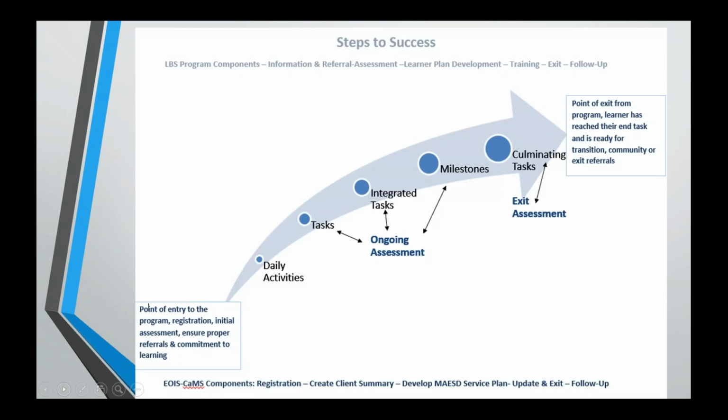All right. So I just wanted to take a quick look at this visual. Again, you can see the process. The point of entry, you've got your registration, initial assessment. Is there any support? Is there any services that client might need to help commit to the learning and the programming? You're going to do that then. You're going to identify daily activities, some tasks. Integrated tasks are tasks that, of course, involve all of the competencies. There's supplemental tasks. That's another foundation key document that MTCU provided to us. Possibly some milestones. The culminating task is our exit assessment. You can see how they move through to the point of exit. The learners reach that end task. They're ready for transition, community, and or some exit referrals.